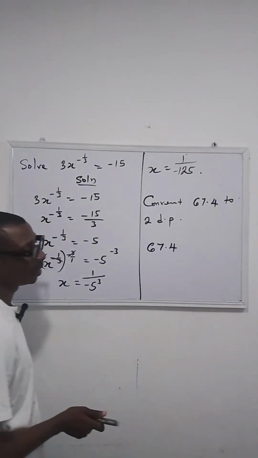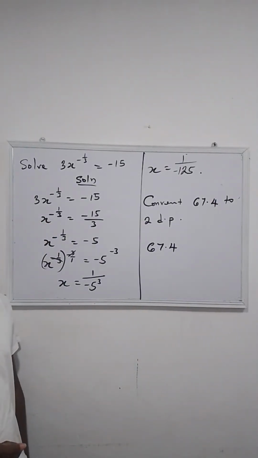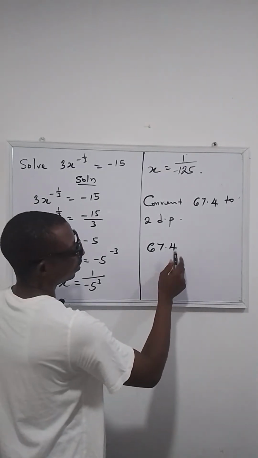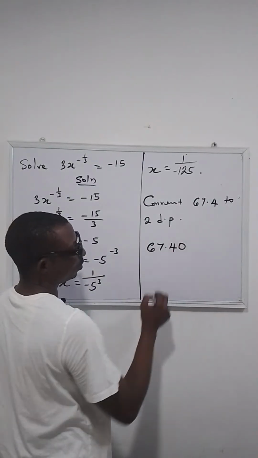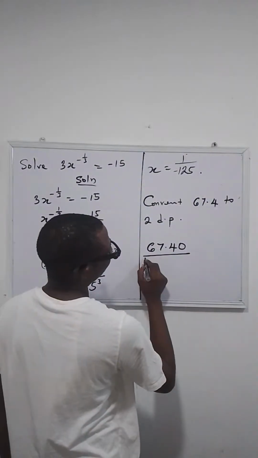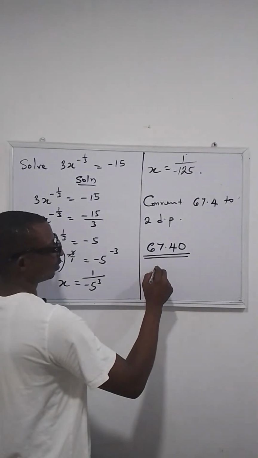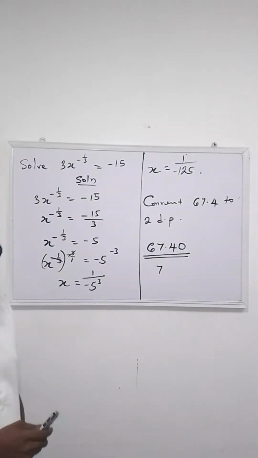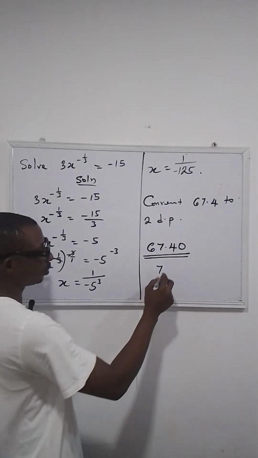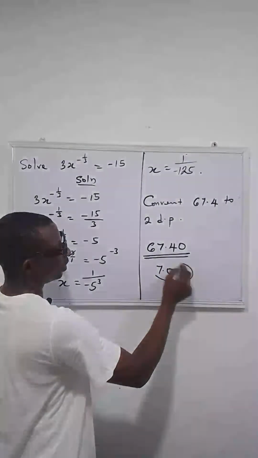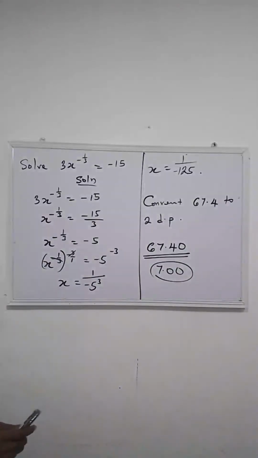So 67.4. Now, 2 decimal places. It means that you count 2 digits after the decimal point. You must count 2 digits. So this is the first one. The second one is 0. So you have to put 0 there. So this is going to be the answer. So it is possible. Even if you are given 7, if you have to write 7 in 2 decimal places, you must put 7.00. This is 2 decimal places. Okay, so I want to believe you guys get that.